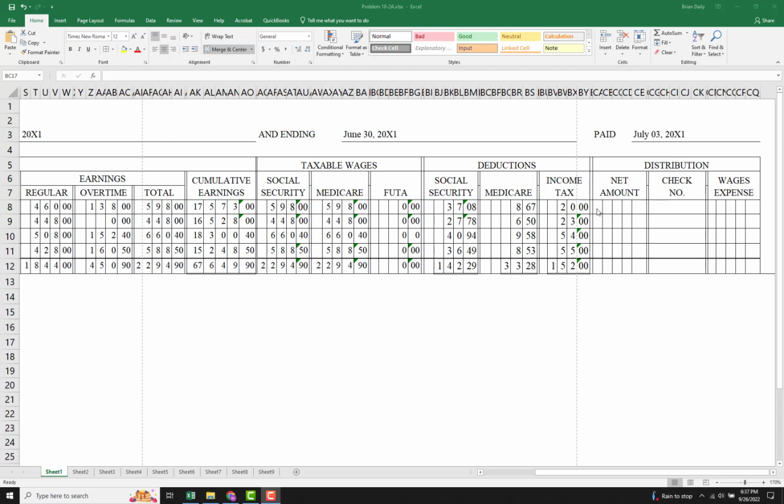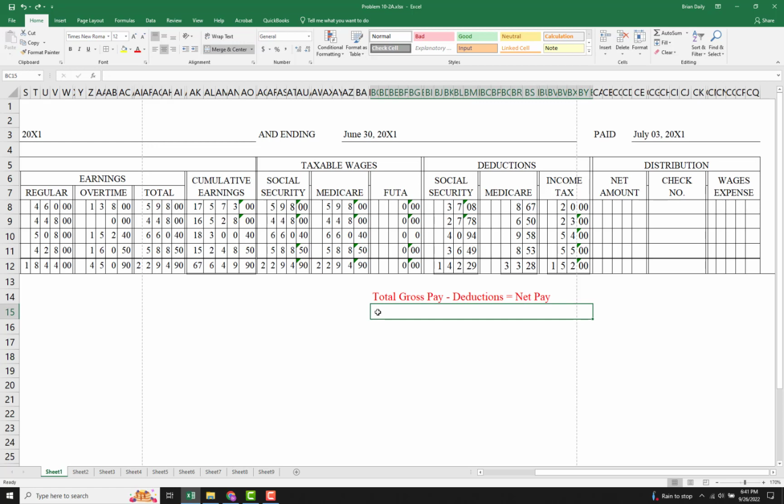What we need to do now is figure out each employee's net pay. This is each employee's take-home pay, how much their actual paycheck will be for. To determine that, we take the employee's total earnings for the period, their total gross pay, and deduct all of their deductions, and that's going to equal the employee's net pay, their take-home pay.